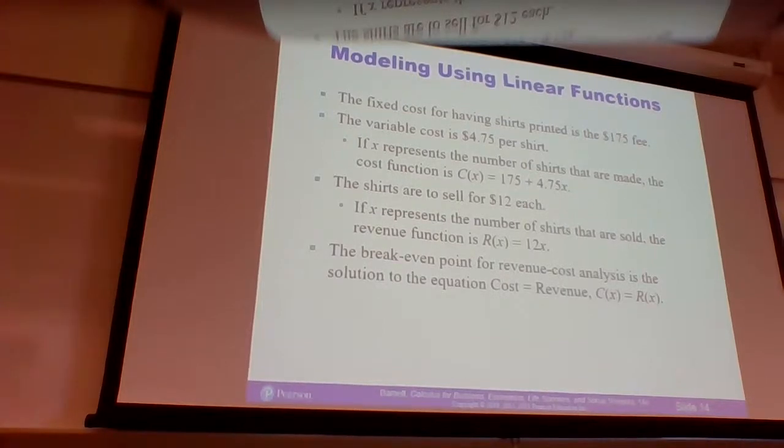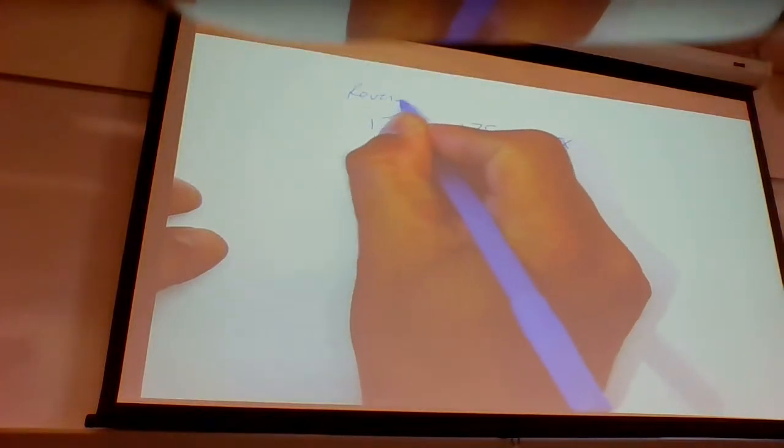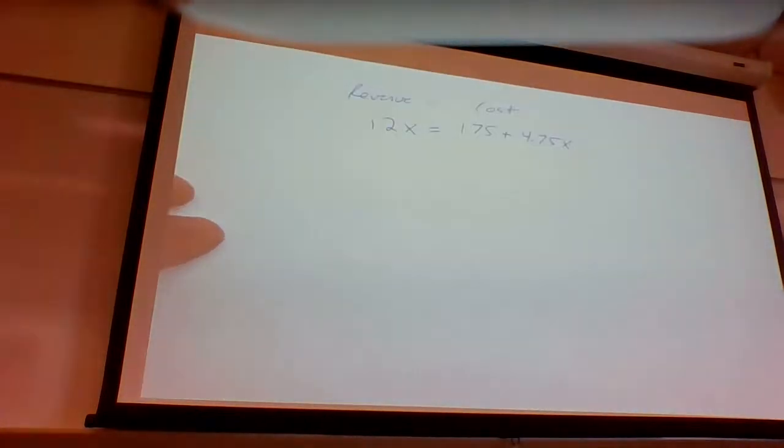And if I wanted to find break even, how many shirts I need to break even, revenue has to equal cost. So I want you to take your revenue, set it equal to your cost, and find out how many shirts do I need to break even. This is that algebra refresher. Make sure we know how to solve. So we take our revenue, which is 12X, equal our cost, and solve for X. Anybody else's calculator I need to set up?